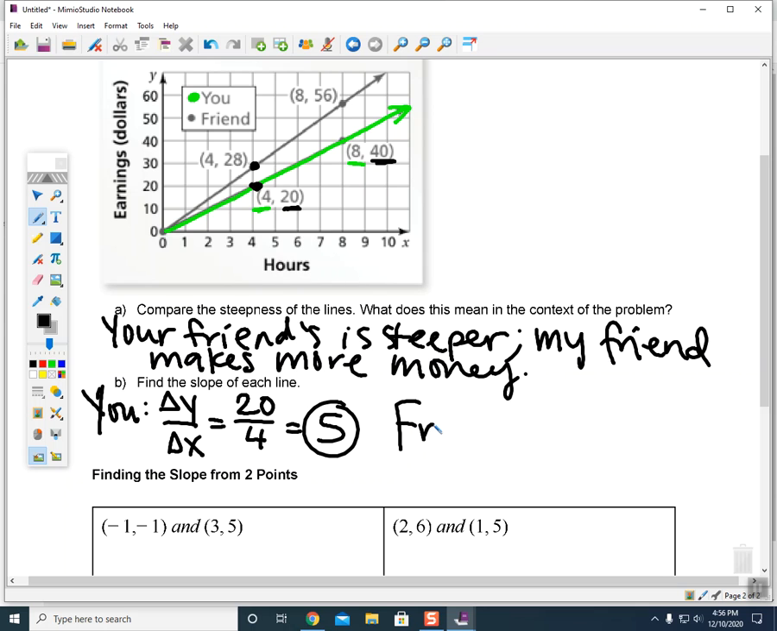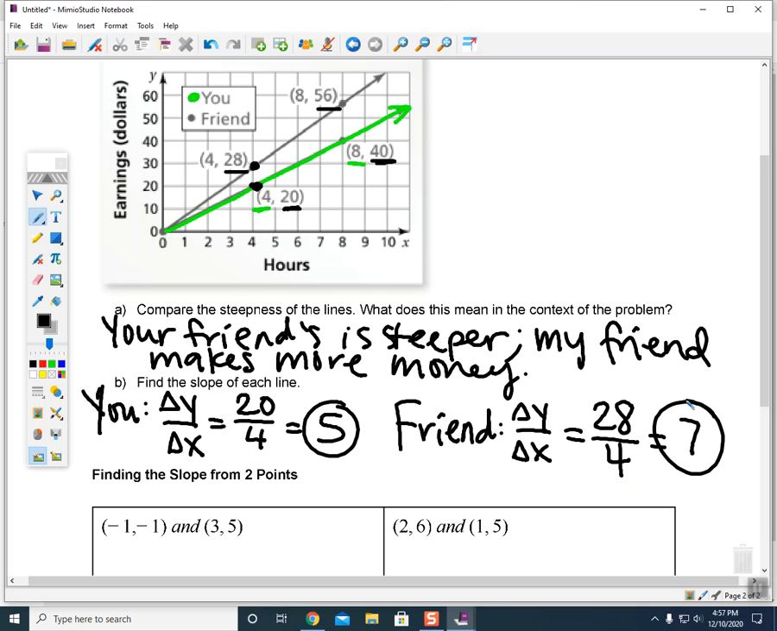My friend then starts at 28, goes to 56. So my change in y over my change in x. My change in y, that's actually just 28. My x values still go from 4 to 8, so that's a change in 4. 28 divided by 4 is 7. My friend's making $7 an hour.